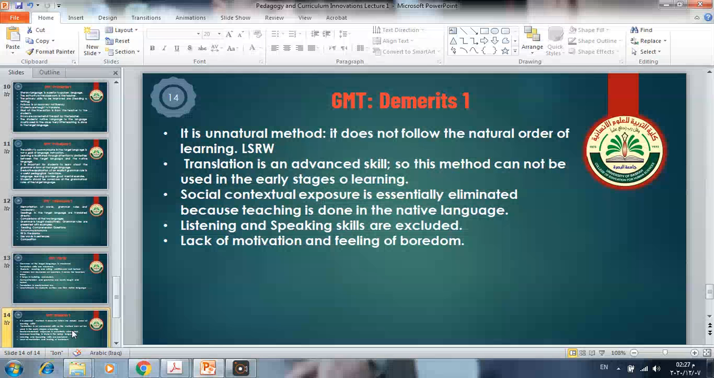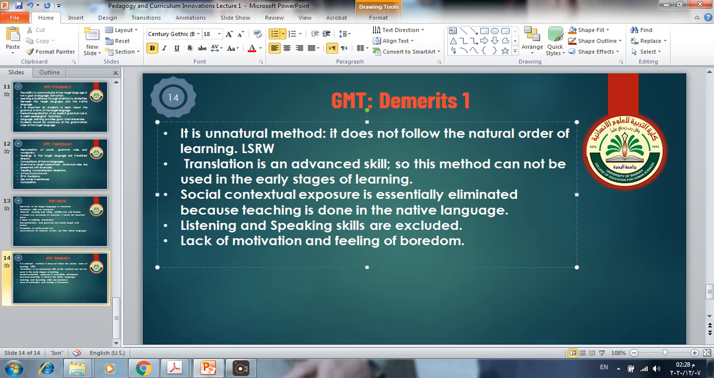That's why they say it is an unnatural method, because the natural way of learning the language starts with listening and then speaking, then reading, and finally writing. So it skipped these two important things. Translation is an advanced skill, so the method cannot be used in the early stages of learning. It is an advanced skill.